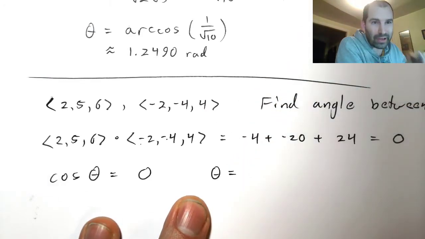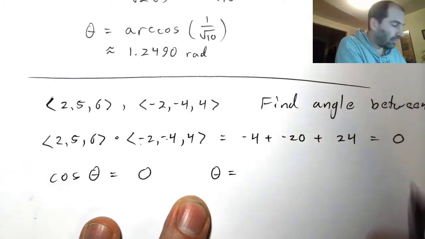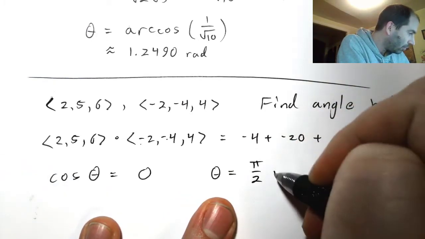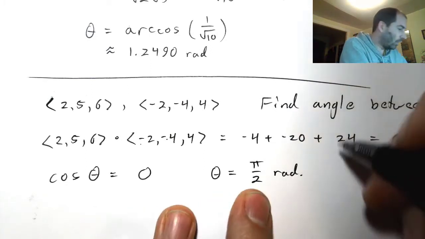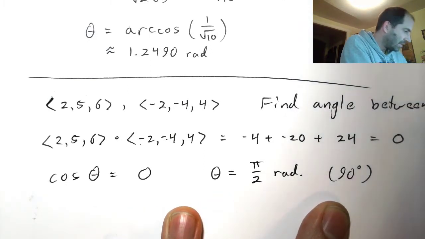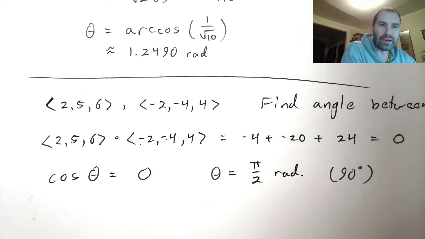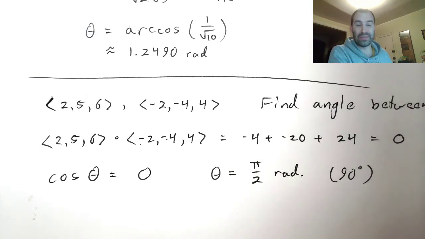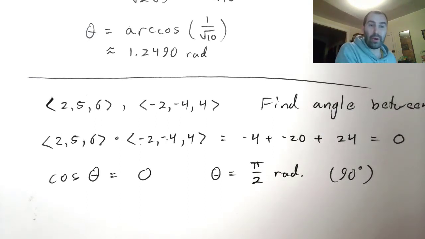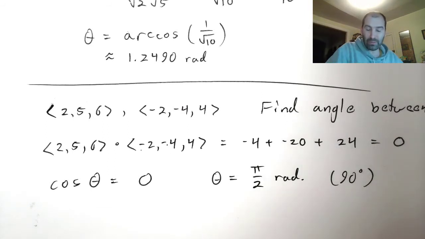However, remember, we don't write in degrees. We always go to radians by default. So that's pi over 2 radians. But I will write that just to be extra clear. It's the same as 90 degrees. So very quick, that one. Once we saw the dot product was 0, we pretty much knew what we had to do.